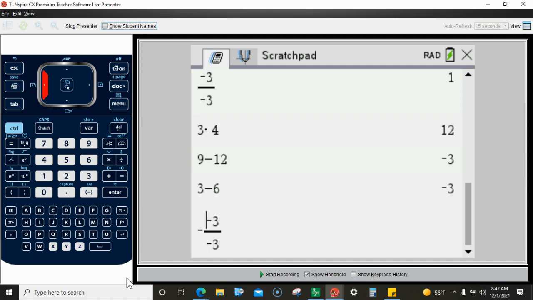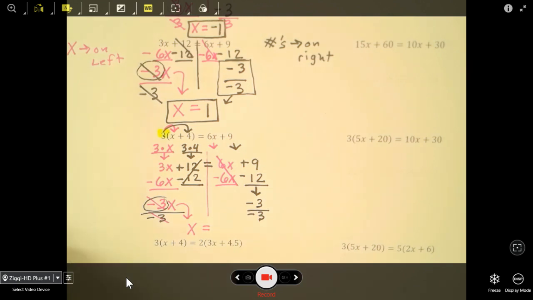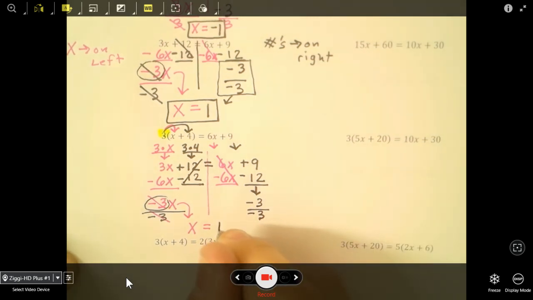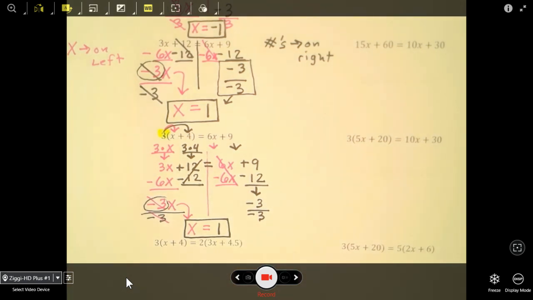You know what? Once again, I shouldn't have put that sign there. There it goes. Negative 3 divided by negative 3, and it gives me positive 1. So I'm going to come over here and I'm going to write positive 1. And that's my answer to this equation. So we're almost done.